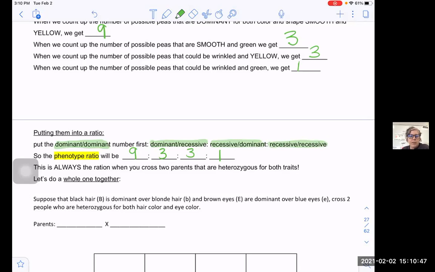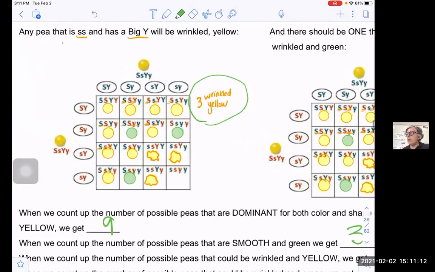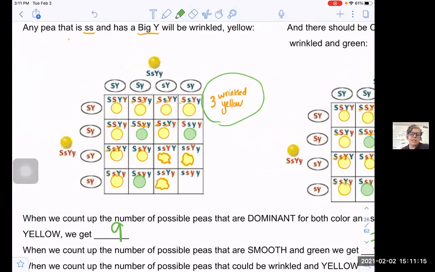So Mendel found this ratio to be true, 9 to 3 to 3 to 1, every time he crossed 2 peas that were heterozygous for 2 traits. And this helped him determine the ideas of independent assortment and that different traits are passed on independent of each other. And he wouldn't have been able to figure that out if he wasn't looking at two traits at the same time.